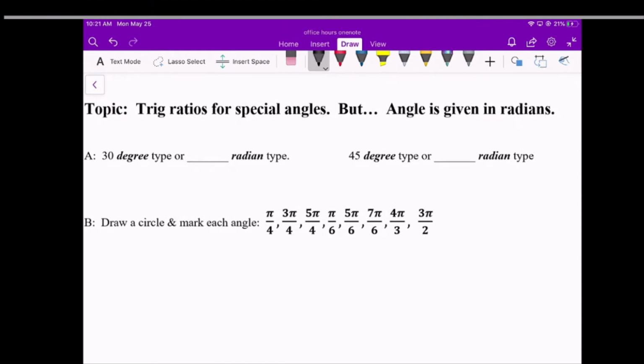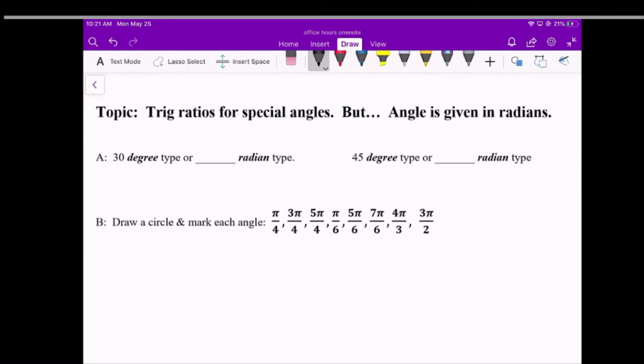We're going to do the same sort of thing that we just did, except with radians instead. So first of all, a 30-degree type, how many radians is that? Well, 180 degrees is pi radians. And if we divide that by 6, we'd get 30 degrees. So 180 over 6 is 30 degrees, so that's the same thing as pi over 6 radians. And for 45 degrees, well, 180 over 4 is 45 degrees, so pi over 4 would be the radian measure for 45 degrees.